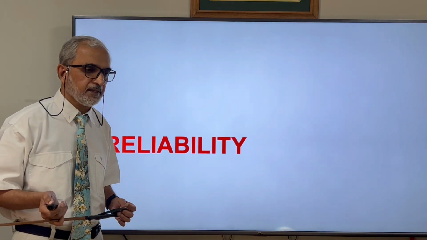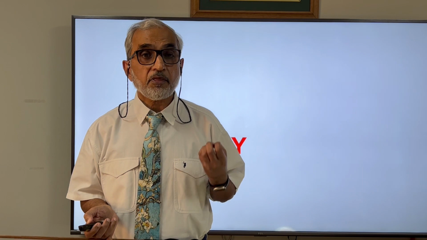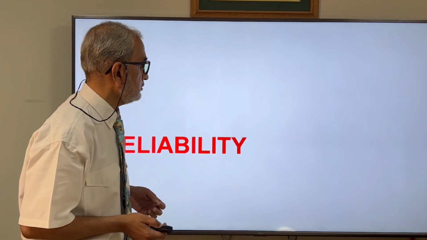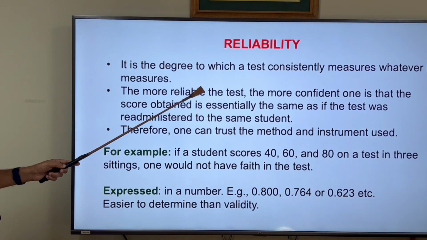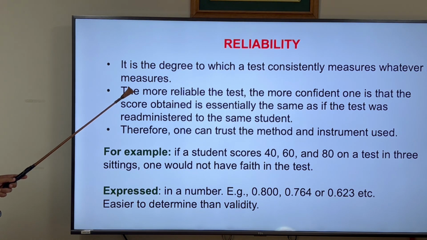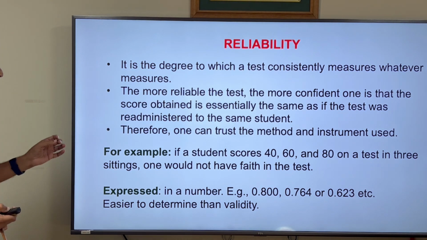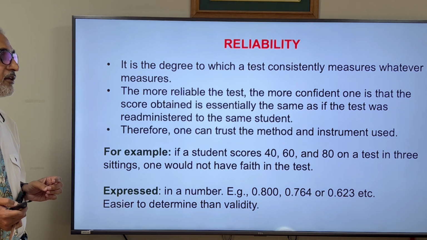Now we are coming to reliability. When we are talking about reliability, one should think of the marks obtained by the student, the scoring. It is the degree to which a test consistently measures whatever it measures. The more reliable the test, the more confident one is that the score obtained is essentially the same as if the test was re-administered to the same student. Therefore, one can trust the method and the instrument used.